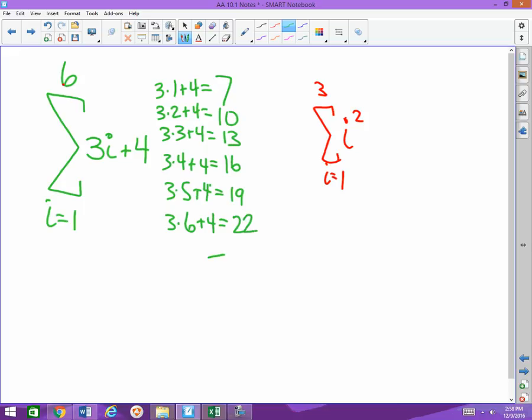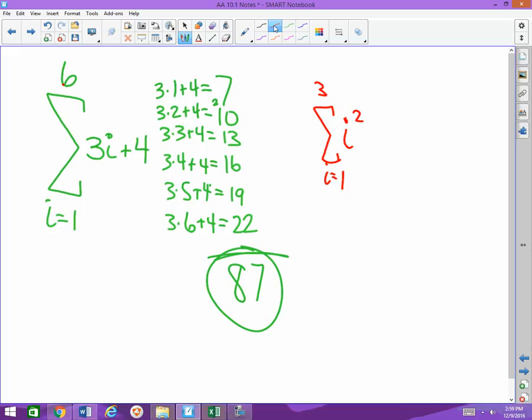And then take these and add them all up. And you have 10 and 16 and 25, 26, 27, and carry the 2 and 2, 3, 4, 5, 6, 7, 8. So the sum of the terms from 1 to 6 of 3i plus 4 is 87.